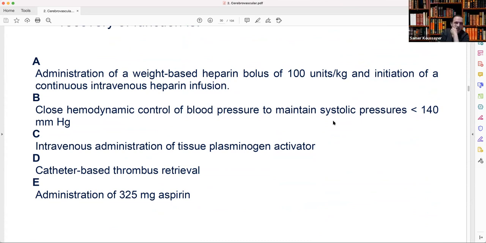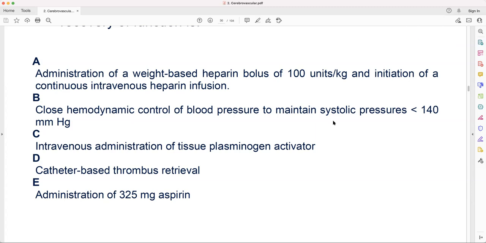Giving heparin increases your chance of bleeding, and if you give heparin then you have to give thrombolysis. If you're not going to do thrombolysis, then you may do it, but this is not the treatment of choice. Close hemodynamic control of blood pressure to maintain systolic pressure less than 140.